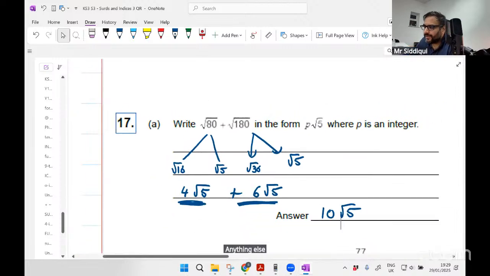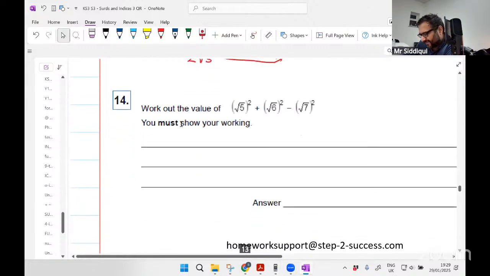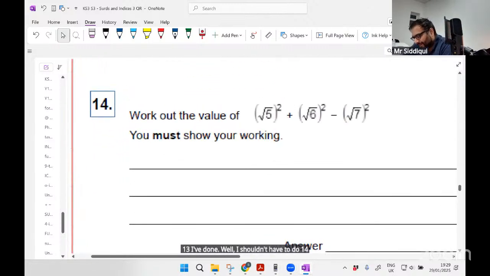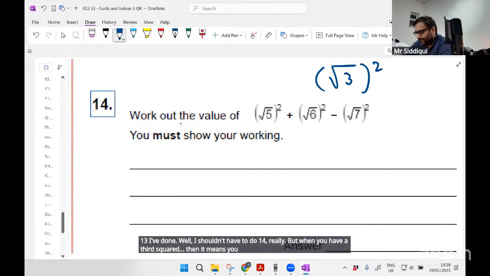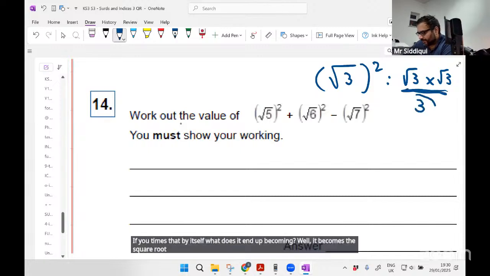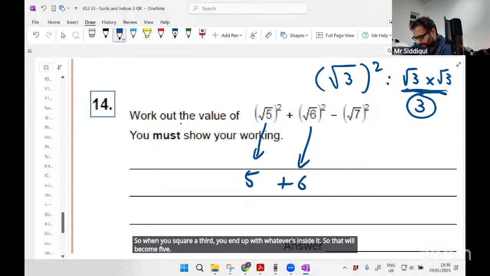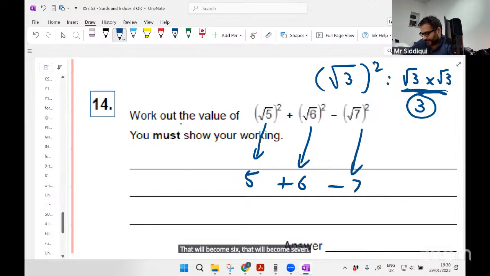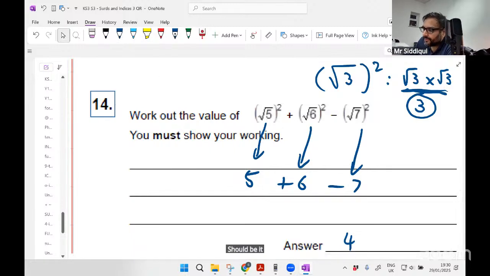13, 14. I think I've done those. 13 I've done. I shouldn't have to do 14, really. But when you have a surd squared, then it means you times it by itself. If you times that by itself, what does it end up becoming? Well, it becomes the square root of 9, which is 3. So when you square a surd, you end up with whatever's inside it. So that will become 5, that will become 6, that will become 7. And then just answer the question. Should be it. 13 to 14, I think I've done.